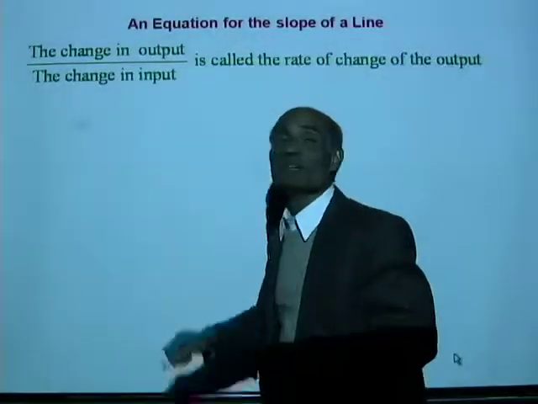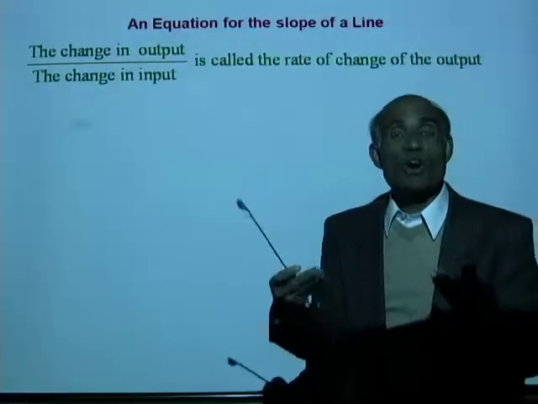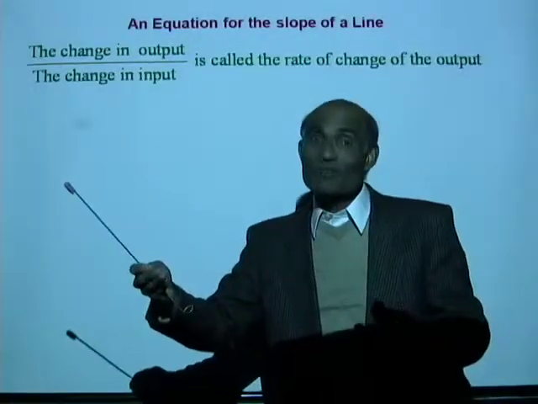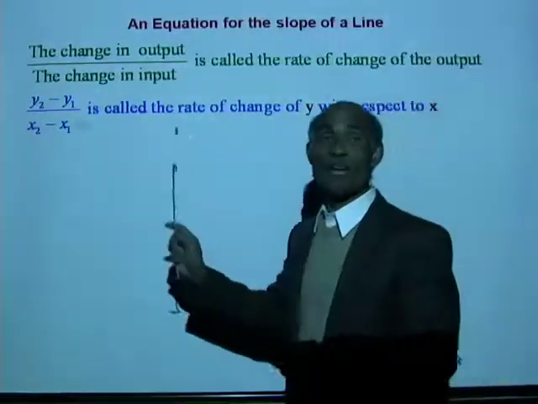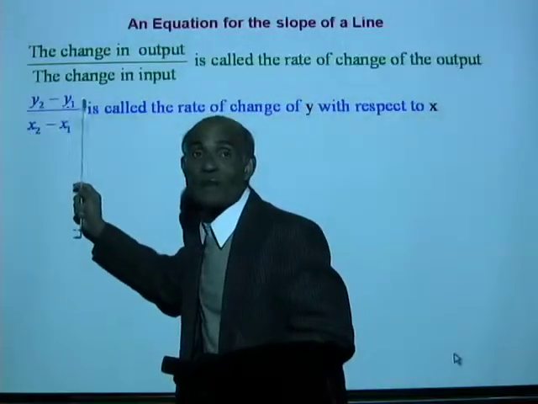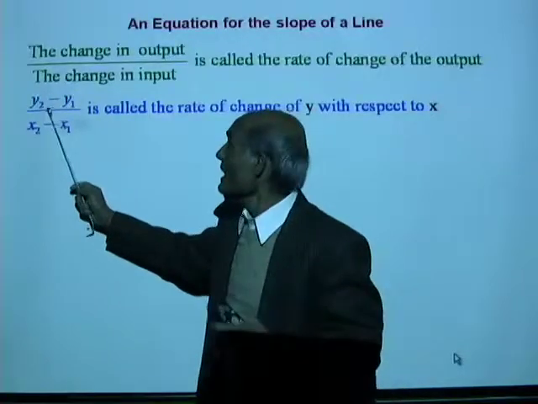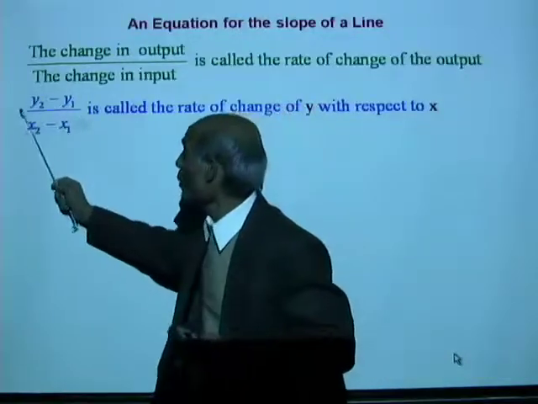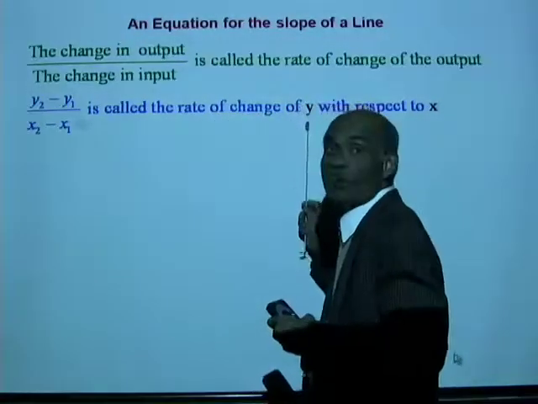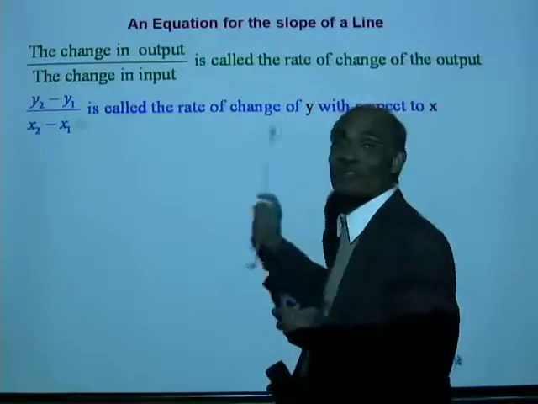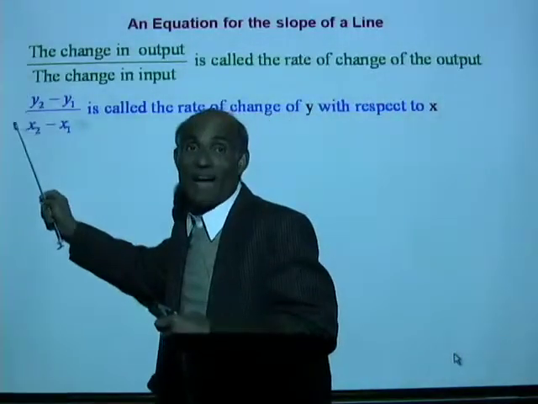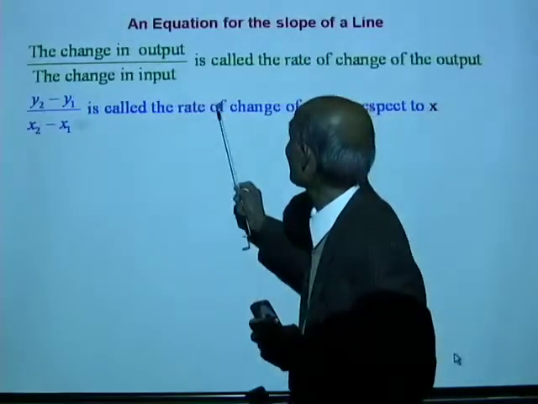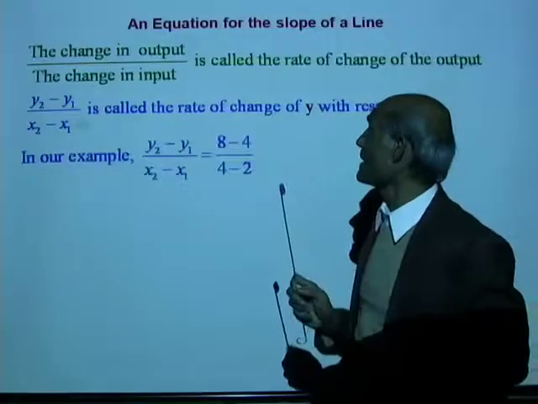So change in output divided by the change in input is called the rate of change of the output with respect to the input. Now, in this case, y2 minus y1 is the change in the output. x2 minus x1 is the change in the input. And so we call this the rate of change of y with respect to x. This is the change in y, and this is the change in x.